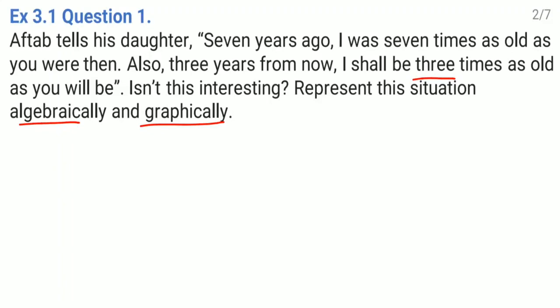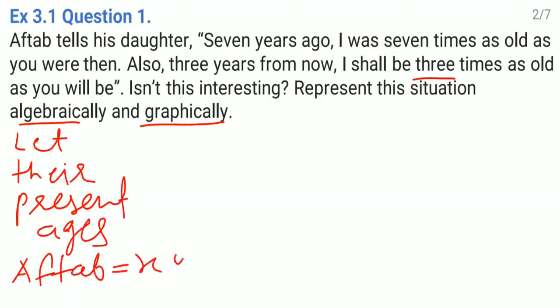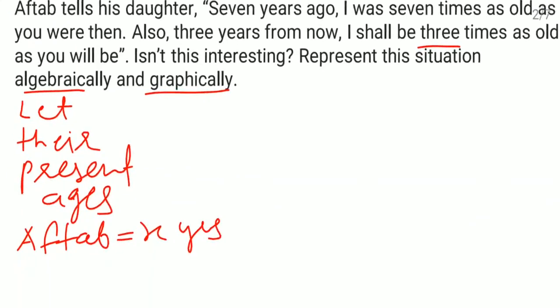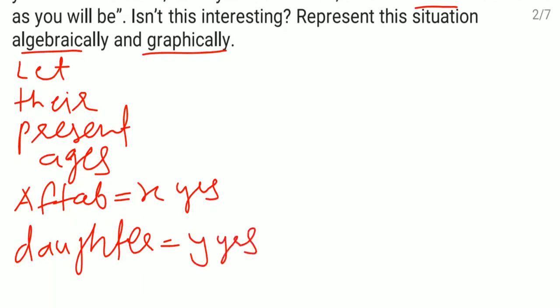See, we don't know the age of Aftab and his daughter. So let us consider their ages to be x and y. So here I write down, let their present ages. Aftab is equal to x years, and his daughter is equal to y years. So these are the present ages.